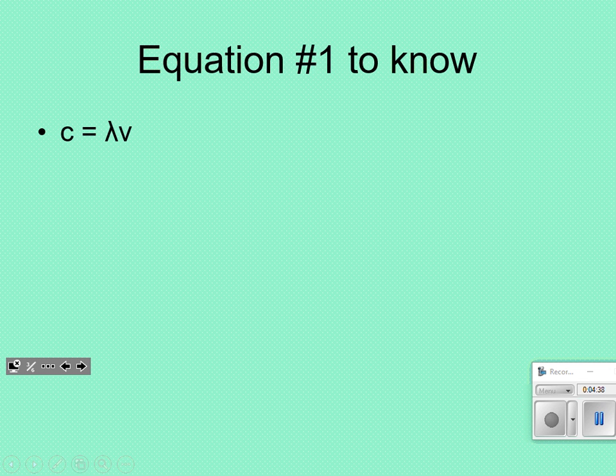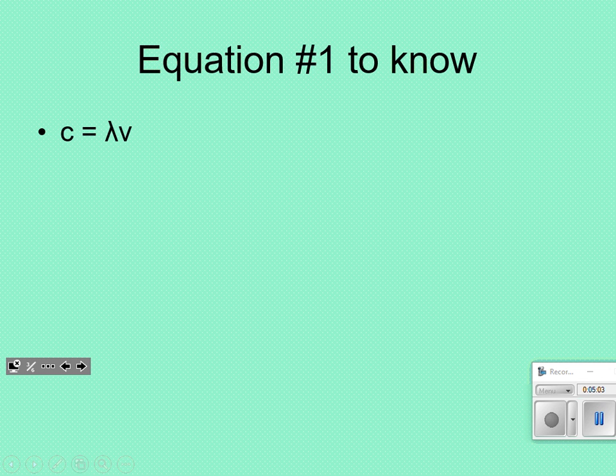Algebraically, you need to be able to manipulate that equation to solve for nu, because that's what we'll be plugging into. Does anyone know what nu, this V letter, would solve for if you isolate the variable? John? It would be the speed of light divided by the wavelength. C over lambda, yeah.